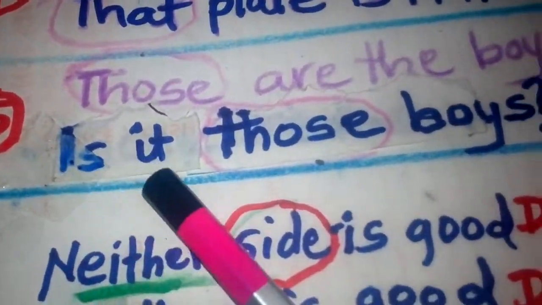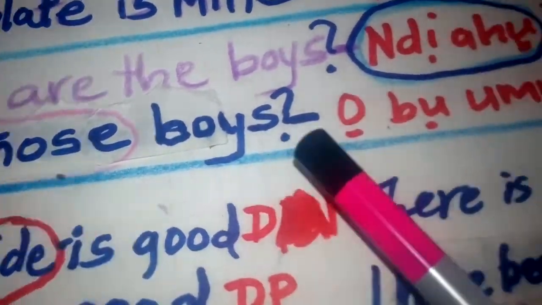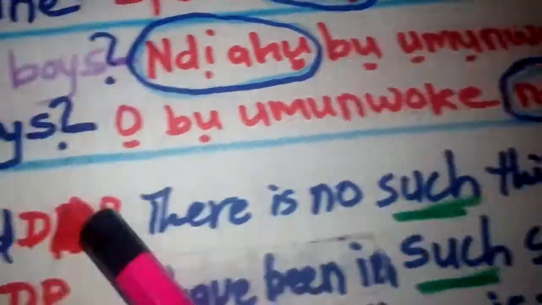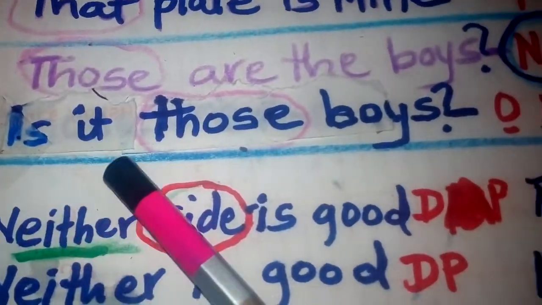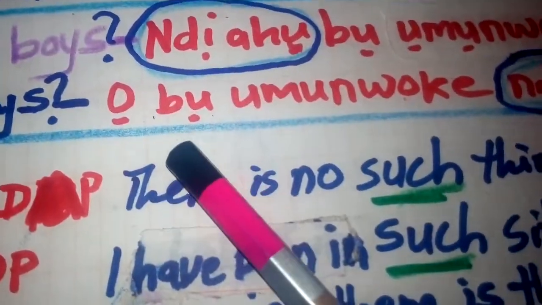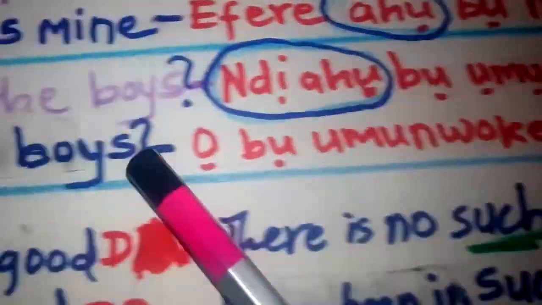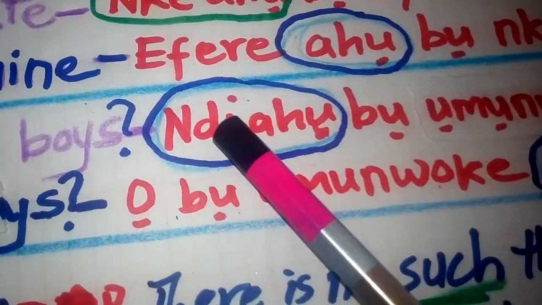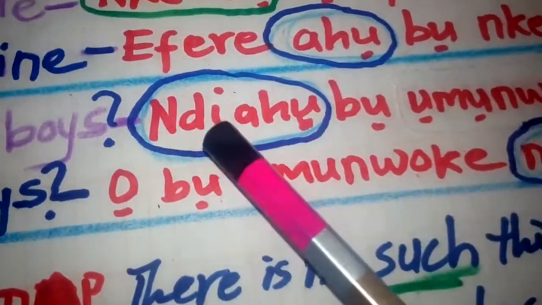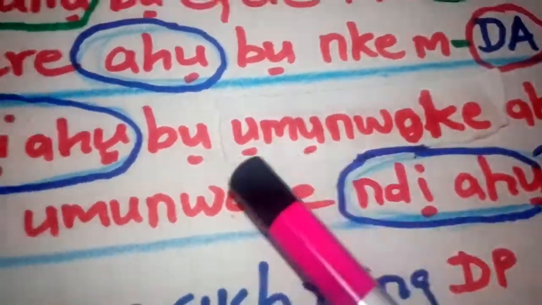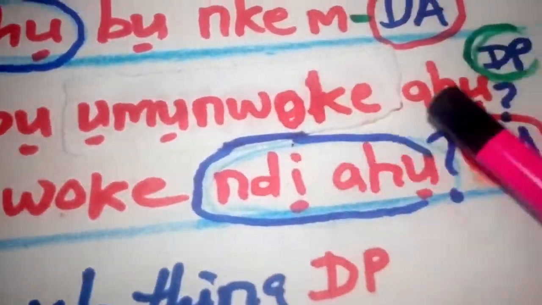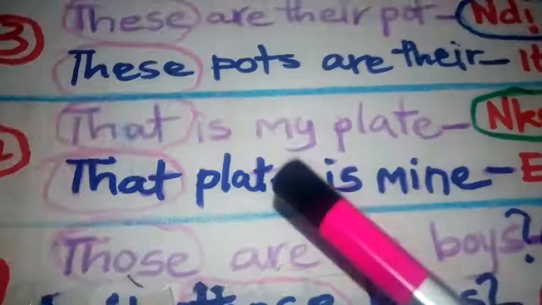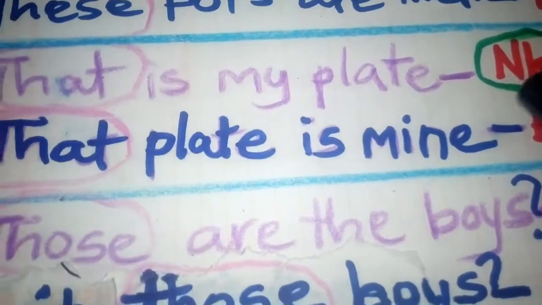Okay, is it those boys? Ọ bụ ụmụ nwoke ndị ahụ. It's a question, it has a question mark. Is it those boys? Ọ bụ ụmụ nwoke ndị ahụ. Those are the boys. That's a demonstrative pronoun. Ndị ahụ bụ ụmụ nwoke ahụ.